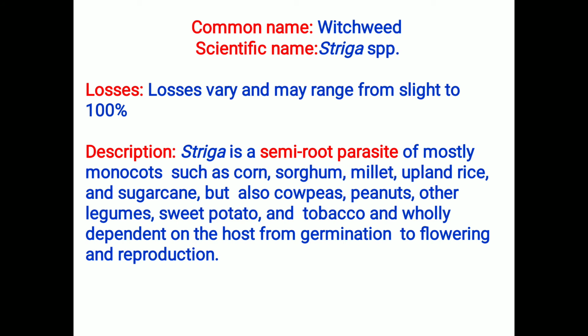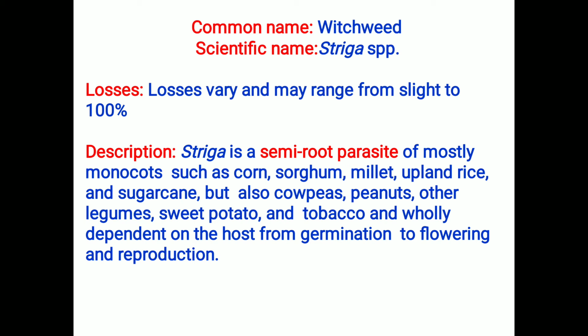Then the last parasite is called witchweed, or Striga. Striga, with the common name witchweed, is also called a partial root parasite, because Striga is a name of a weed. They are partially dependent on the roots to meet their requirement of food and water from the host plant. If infestation of the host plant by Striga occurs, the main crop is affected and they lose yield from 0% to 100%. So that is a very important weed, called Striga.